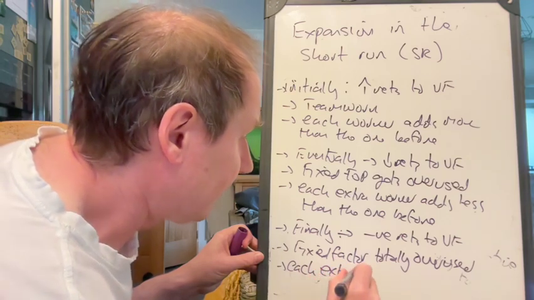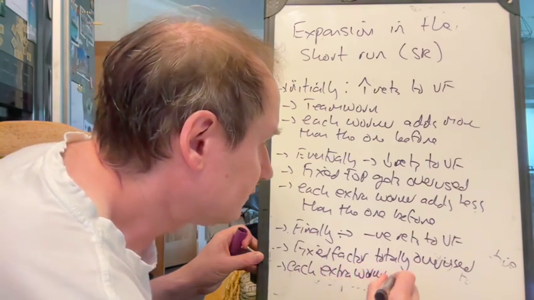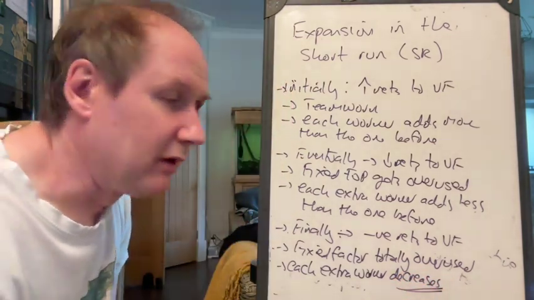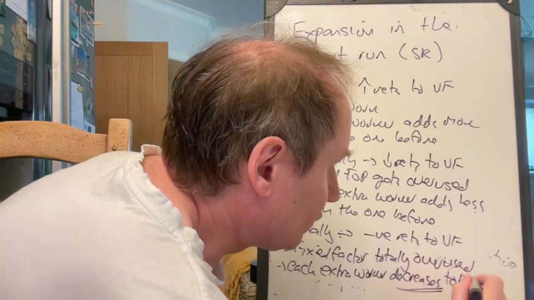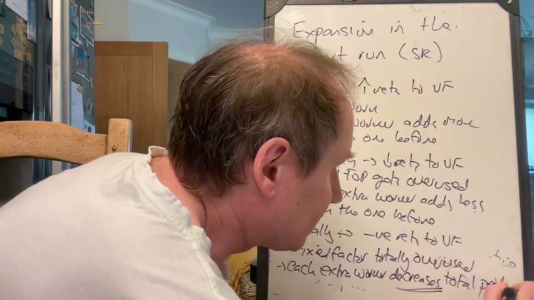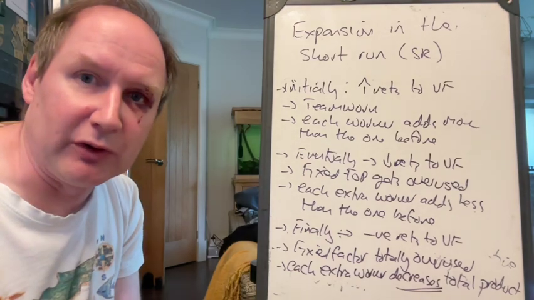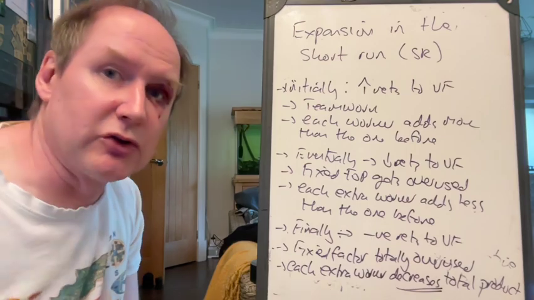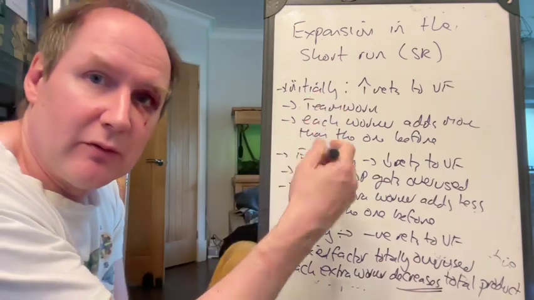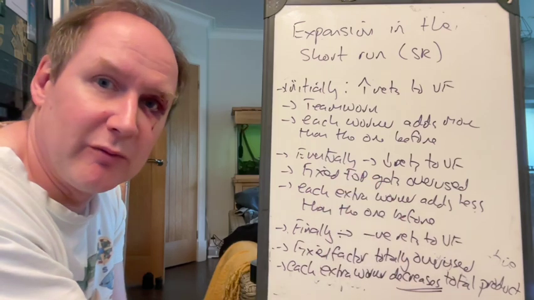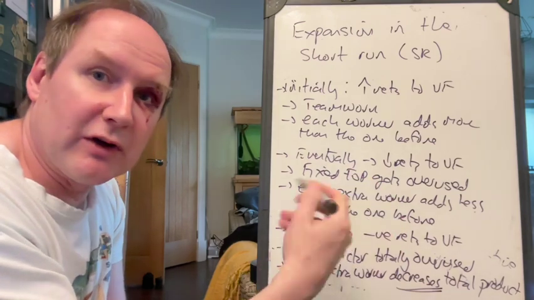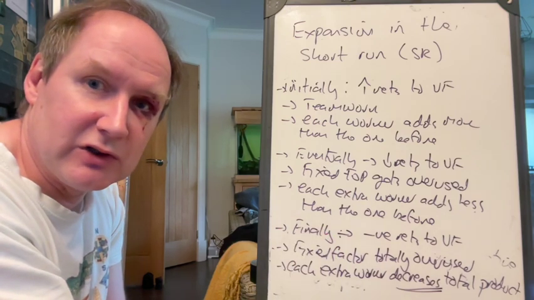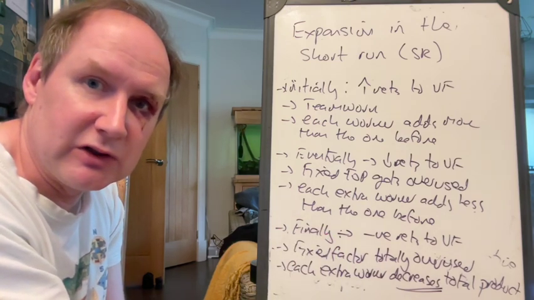When we now employ an extra worker, they don't add anything. Each extra worker decreases total output. So we actually have less total output or total product. Product and output are the same thing. You would never employ that person, but that's what these three key terms are. So in the short run, as we expand, initially we get teamwork, and each worker adds more than the one before. Eventually, each worker adds less than the one before, but is still adding, until finally, we add workers and they start reducing total output and have negative returns to the variable factor.